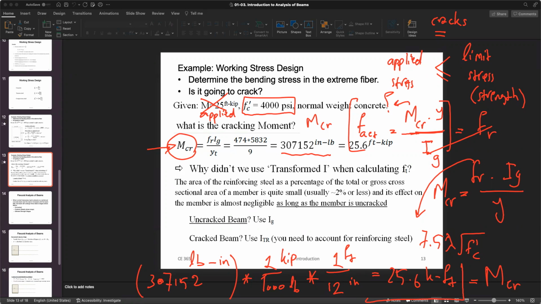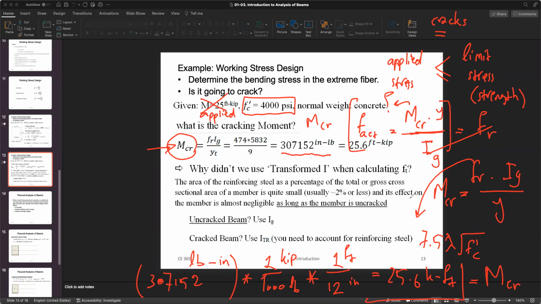All right, so quickly, let me review why we didn't use a transformed I. Remember the concept I was talking about, why we didn't think about the steel as a separate type of material and have a transformed moment of inertia. The area of the reinforcing steel as a percentage of the total or gross cross-sectional area of a member is quite small, usually less than 2%. And its effect on the member is almost negligible.